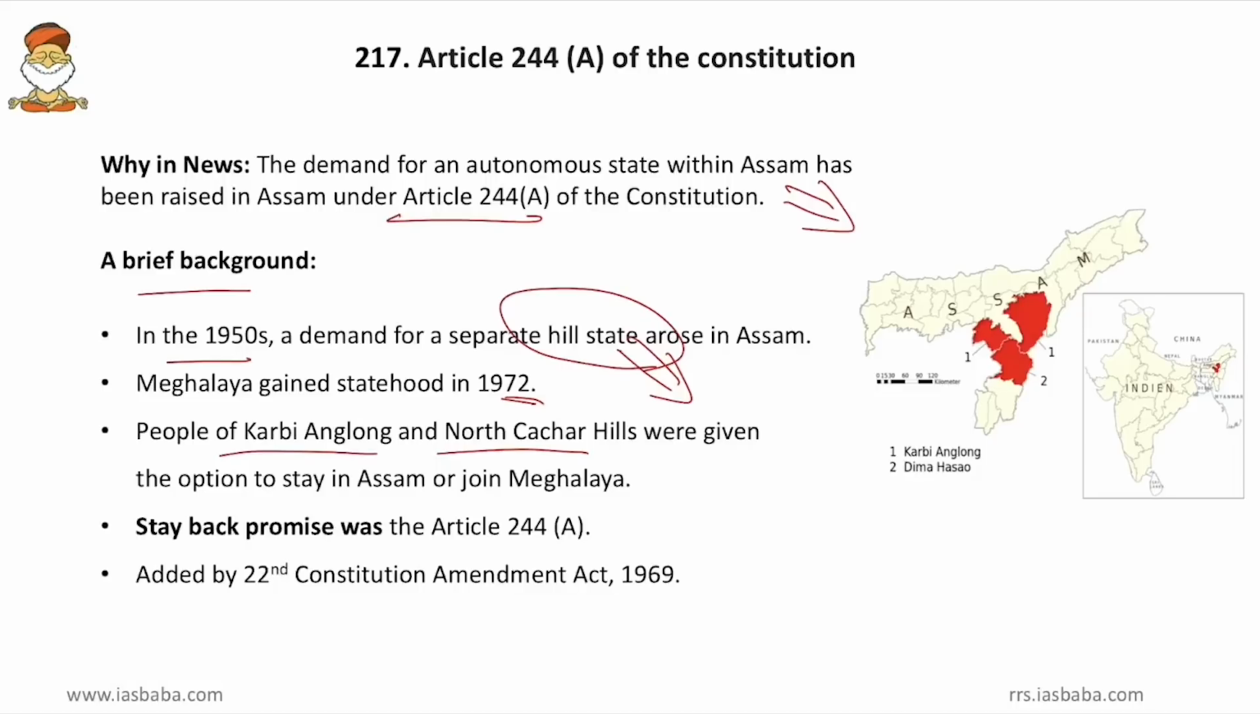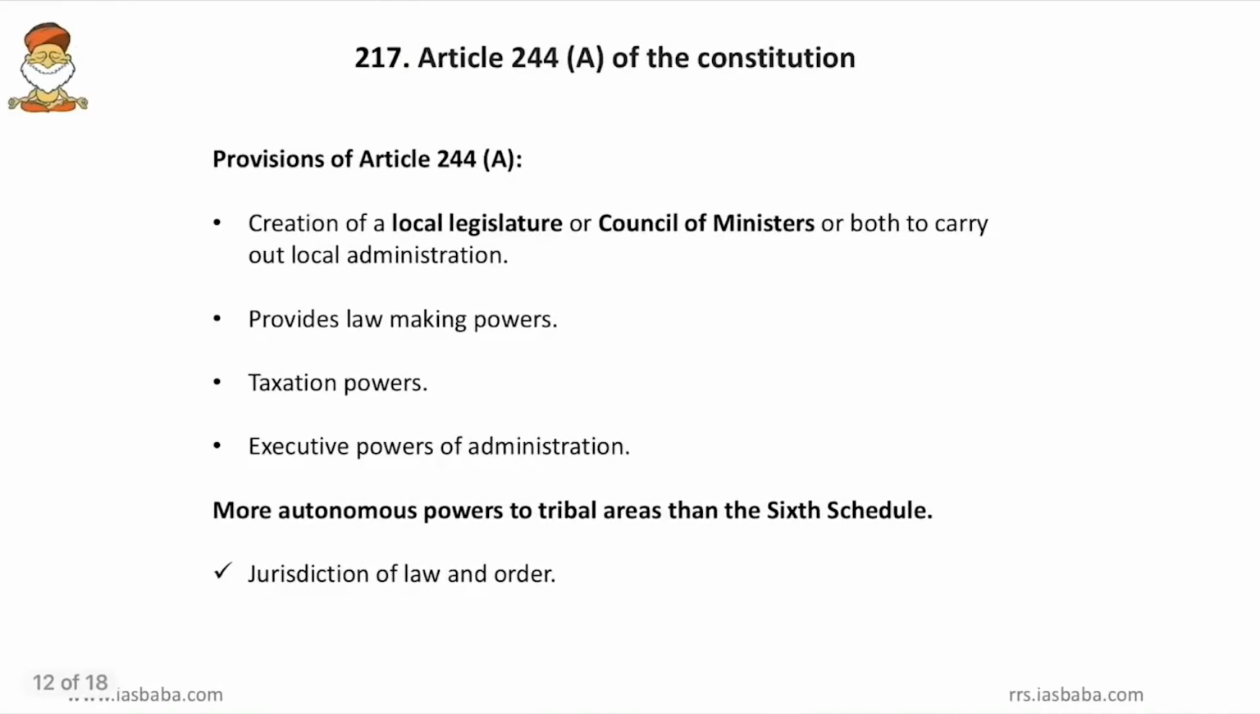So, that is, if they want to stay in Assam, Article 244 Clause A was given as a compromise clause, and this was added by the 22nd Constitution Amendment Act 1969. So, that is how Article 244 Clause A came into the picture in the Constitution. Now, what are the provisions of Article 244 Clause A?